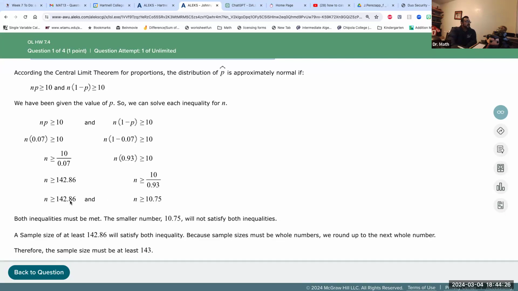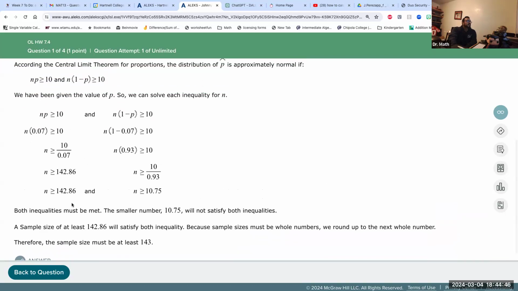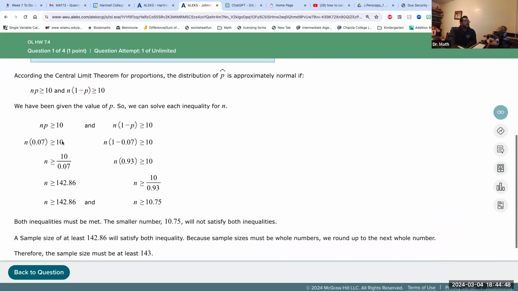And what you do is you always round it up, because if we're talking about patients, you're not going to have half a patient or 0.86 of a patient. So we always round up to the next whole number. So the sample size in this case must be at least 143 patients. All right. So again, whenever they ask you to calculate sample size, use these two formulas, solve them for n, and then use the bigger number.